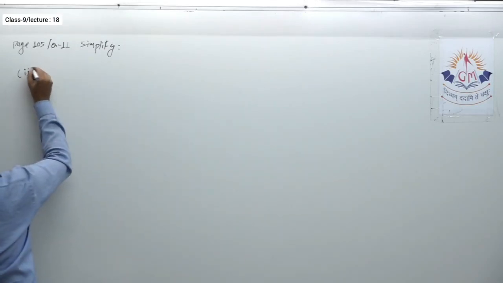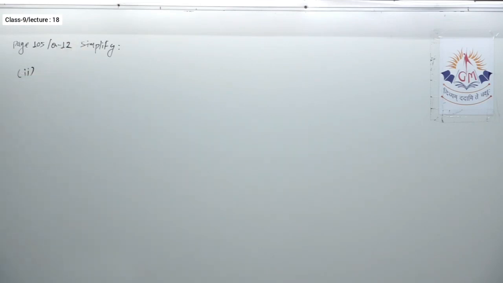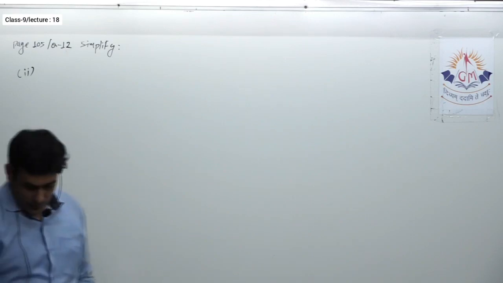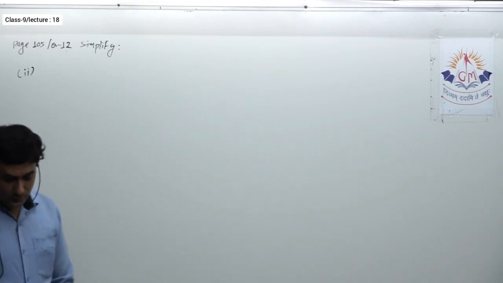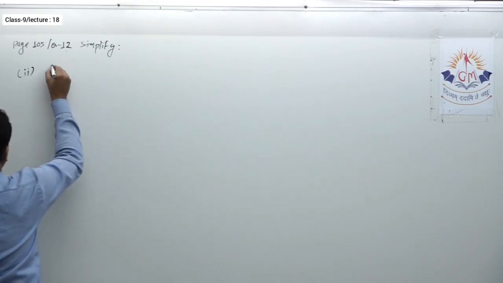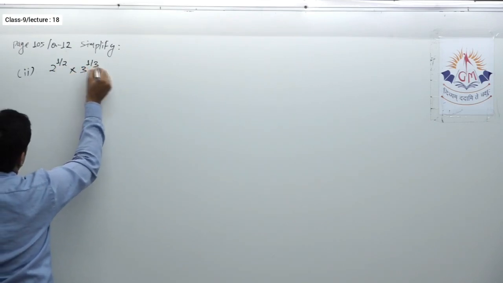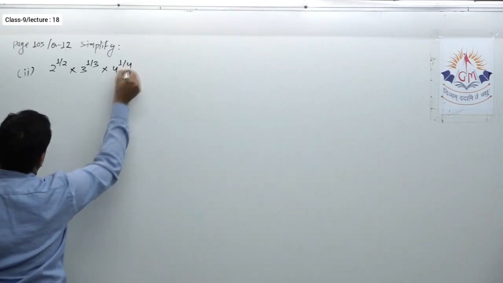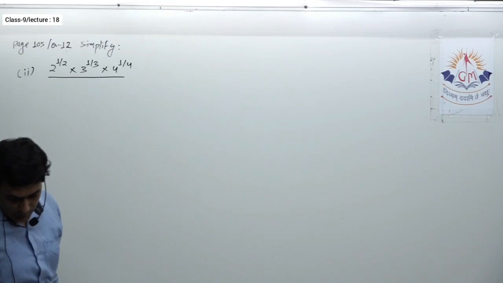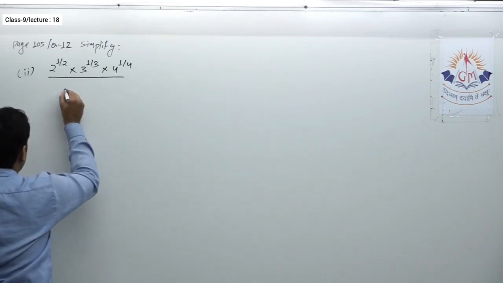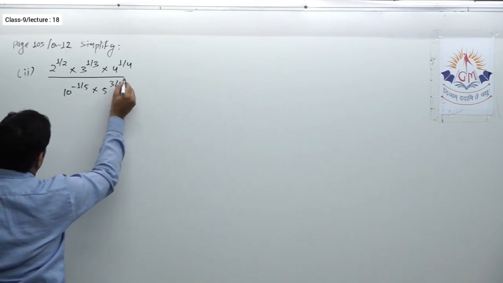Okay, now next we will see question number 12, its second part. The question is, definitely we have to prove, but here again I will take it as simplified: 2 raised to 1 by 2, multiplied by 3 raised to 1 by 3, multiplied by 4 raised to 1 by 4, whole divided by 10 raised to minus 1 by 5 into 5 raised to 3 by 5.